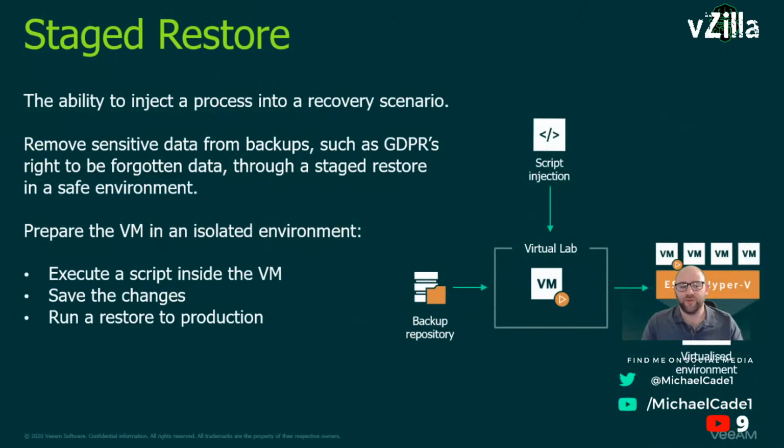Then quickly running through staged restore. This is the concept of injecting a process into that restore. The example they used when we launched this was around injecting a process to remove data from the machine before it lands back in production.